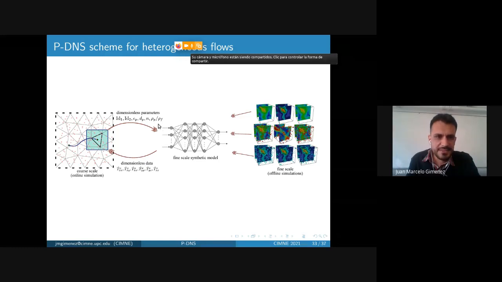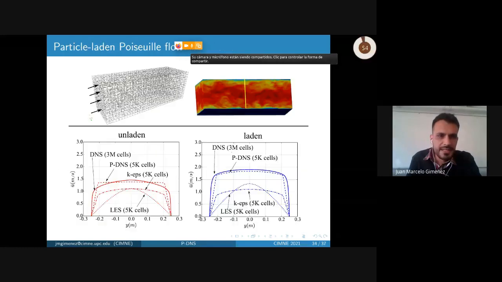Now the use of artificial neural networks is justified because we have several inputs and several outputs. We used this Pseudo-DNS methodology in the very first case, the particle-laden Poiseuille flow in a turbulent regime. We simulated the unladen case and the laden case, first obtaining a DNS solution in a very fine mesh of about 3 million cells.